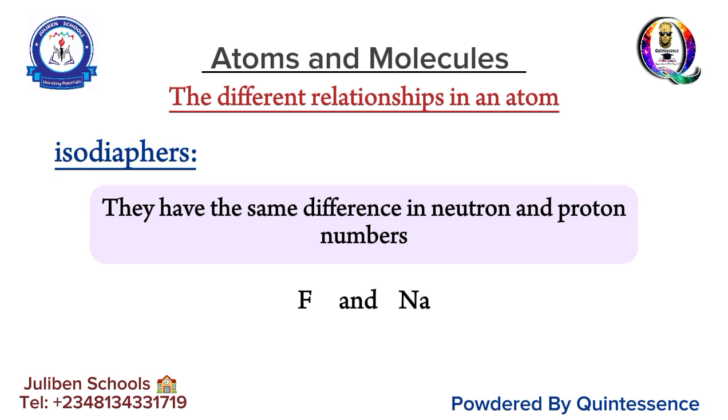For example, fluorine and sodium. These are typical examples. Other examples are uranium-92 and thorium-90. They are referred to as isodiaphers. Uranium-92 has a mass of 238, while thorium is 234. When you get the proton number and the neutron number and find the difference between the two, you will have the same figure.